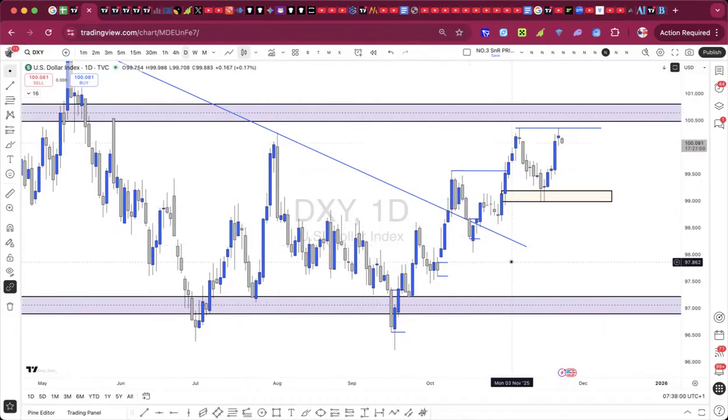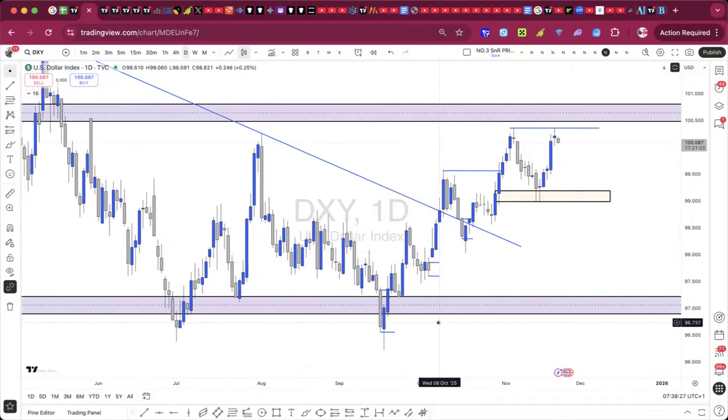And I've said the opposite of DXY is Euro USD, or a pair of currencies to USD. And what happened? When DXY is massively moving up, then you want to see Euro USD massively moving down. When DXY is moving down, you see Euro USD moving up. Let's quickly look at this market.